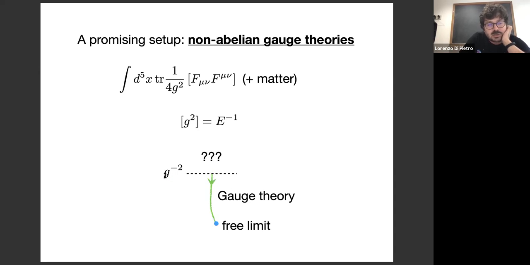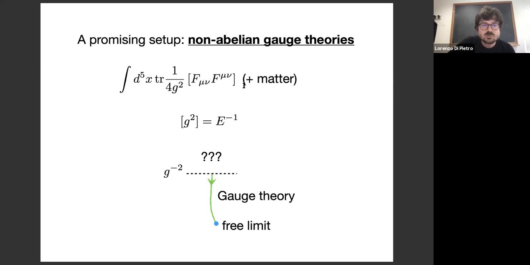So g squared sets, in a sense, the UV cutoff of the theory. Below this scale, the description in terms of a gauge theory is valid, and it breaks down when we try to go to energies above this scale, and we just don't know what's going on. I mean, we just cannot use this description for higher energies.